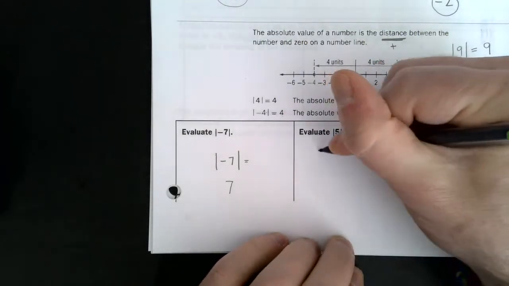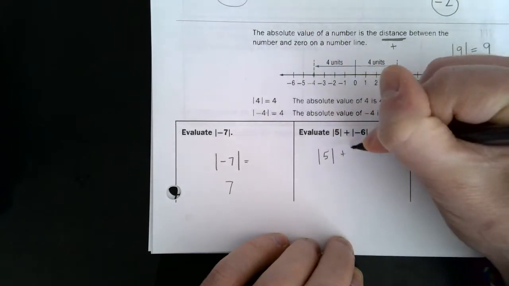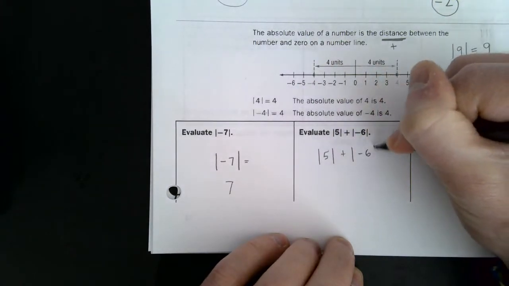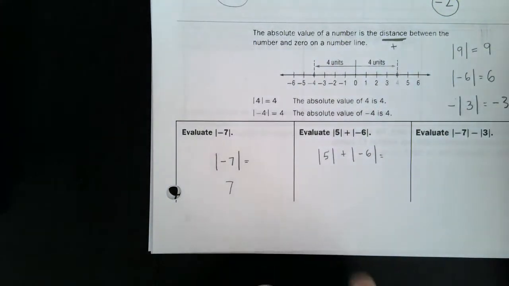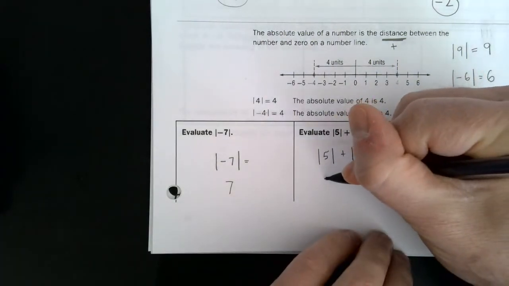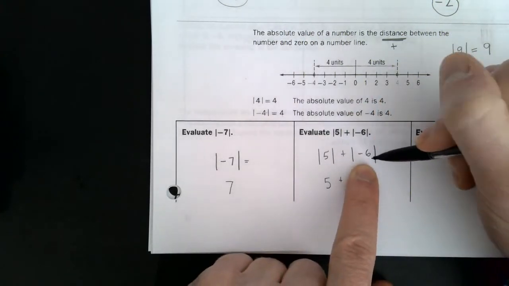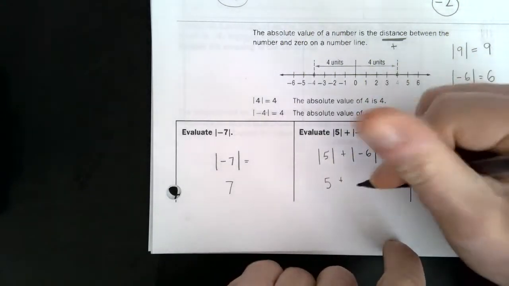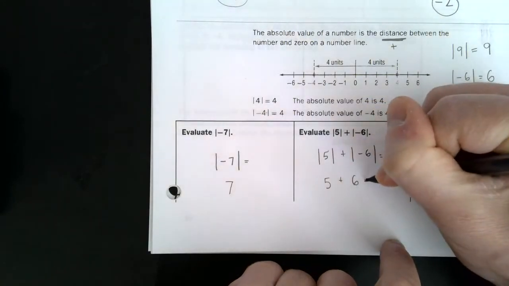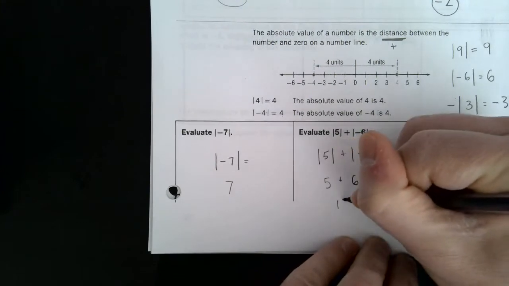All right, let's look at an expression here. We have absolute value of 5 plus the absolute value of negative 6. Notice I'm writing these out first, of course. Let's look at each one of these. Absolute value of 5, distance from 5 to 0 is positive. It's going to be 5. Absolute value of negative 6, the distance to negative 6 and 0 is also 6. 5 plus 6 would be 11.